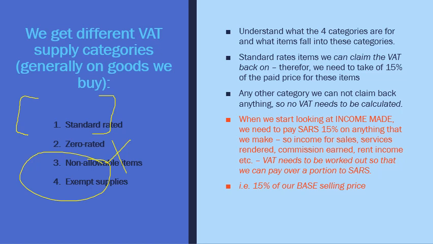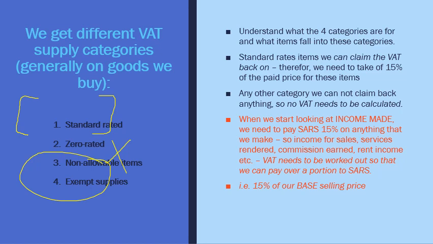So we'll either pay VAT. We are then able to claim it back. So we'll work out the 15% so that we know what the 15% is that we are going to get back. If that item is zero rated, the VAT was 0, so there's no need to work it out. If that item was a non-allowable item, we also don't need to work it out because we're not going to get it back anyway. If that item was an exempt item, it has no VAT, so no need to work it out.